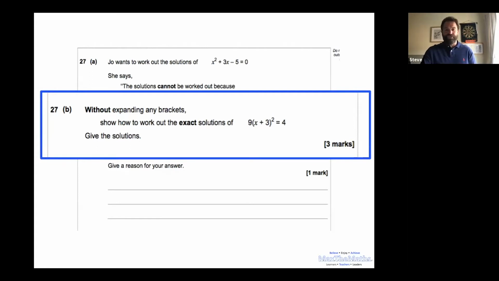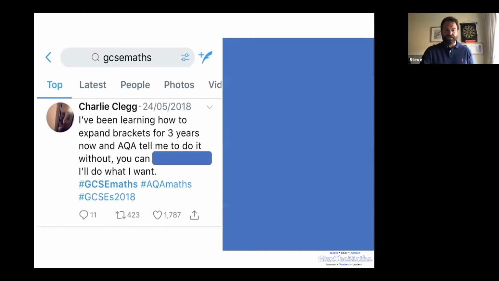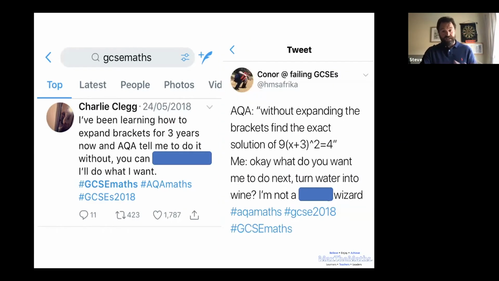It was really funny. On Twitter, you got responses like this. What do you mean, don't expand the brackets? I've been doing that for 3 years now. Now you can't do it. They've had a very procedural, I guess Charlie's had a very procedural experience of mathematics. Connor, poor old Connor. That question really then said, cool, do you really understand how to solve that equation?